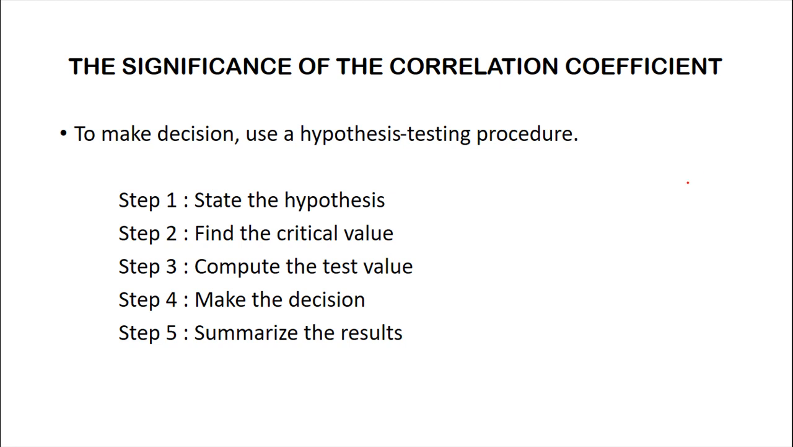All right, we proceed to the next part to test the significance of the correlation coefficient. To make a decision, use the hypothesis testing procedure. We have 5 steps here. For the first step, you have to state the hypothesis. The second step, find the critical value. Next, we compute the test value. Then we make the decision. And the final step, we summarize the result. So these are the steps for hypothesis testing to test the significance of the correlation coefficient.